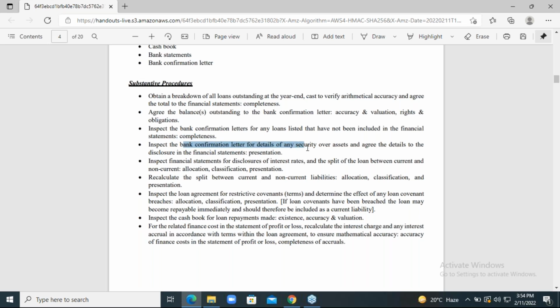You can see bank confirmation letter for details of any security over assets or terms and conditions. Then you can see interest rate and split of loan. It is not compulsory that you must follow these same wordings. You can use your own words, but the starting word is important, whether you use inspect, review or ensure, and the relevant assertions. These assertions should be memorized, like recalculate to confirm allocation, classification, and presentation. So these 3 assertions are managed through this one procedure, that is to recalculate the split between current and non-current liabilities.